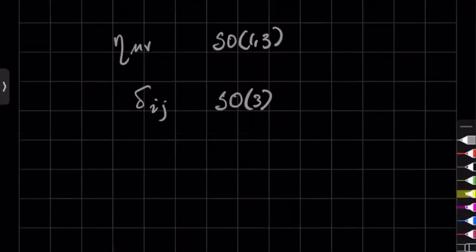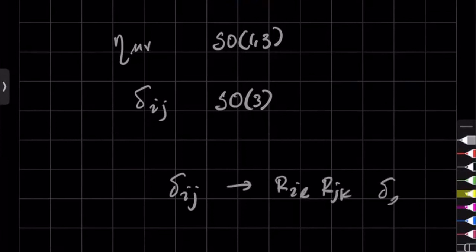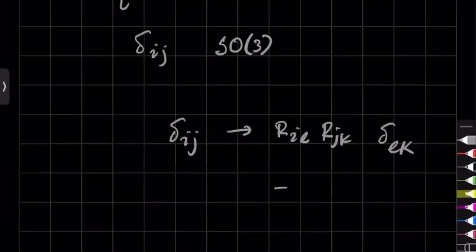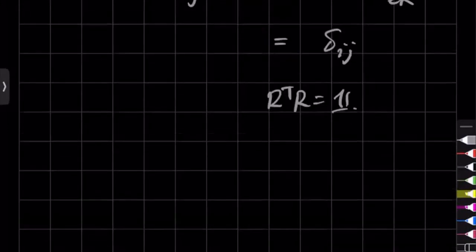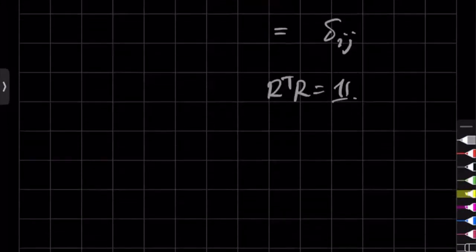And of course, delta ij under a rotation is R il R jk delta lk, and this has to be equal to delta ij, and this is nothing but the statement R transpose R is 1, which is the O(3), or yeah, okay. So let me give you another example of an SO(3) invariant tensor.